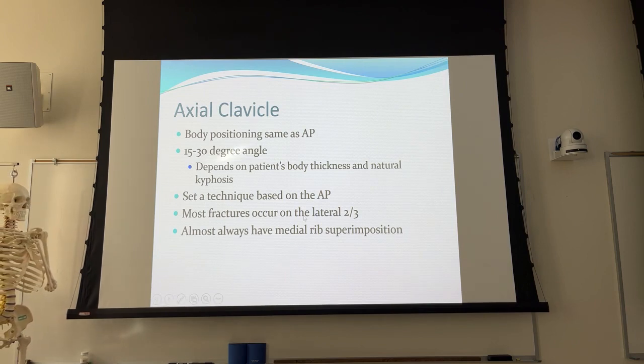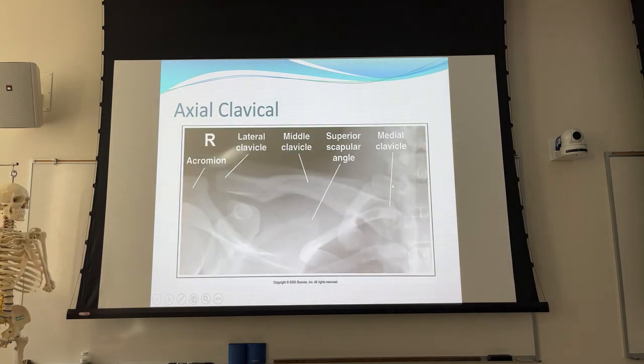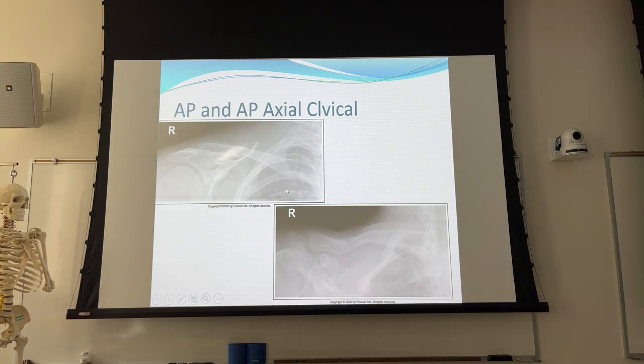So you're almost always going to have medial rib superimposition, so we've got angulation there. And notice we've still got ribs 1 and 2 superimposing the medial end of the clavicle. But you've got probably 80% of the clavicle not superimposed. So in this guy, this is a good example of what the axial will do for you. We've got a fracture here, probably three-quarters of the way down the length of the clavicle.